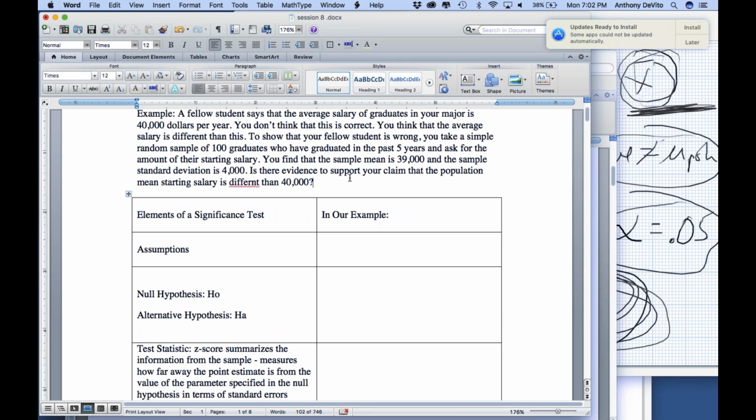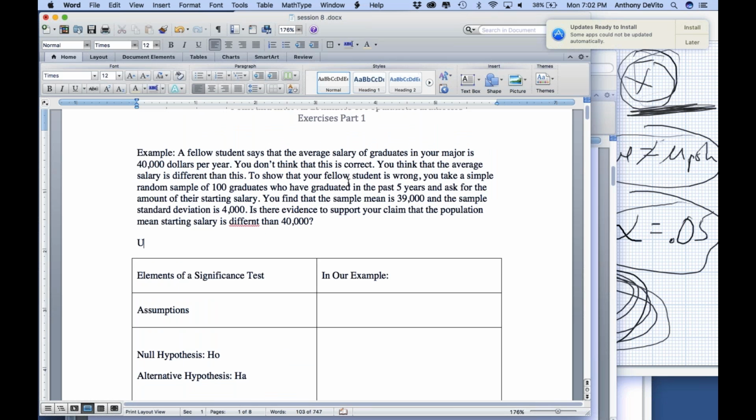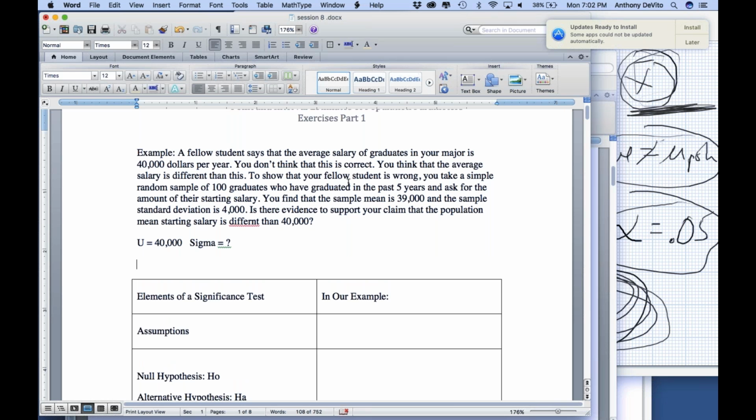Okay, so let's see what we know here. First of all, we have a population. The claim is that mu is equal to 40,000. We don't know sigma, right? We just know that the mean is equal to 40,000. Sigma is unknown to us. But we did take a sample, and X bar, the average salary for the sample we took, was $39,000. The standard deviation for that sample was $4,000, and the sample size was 100.